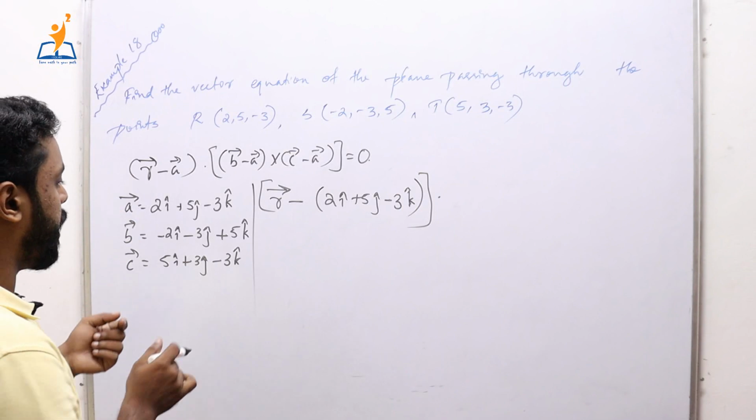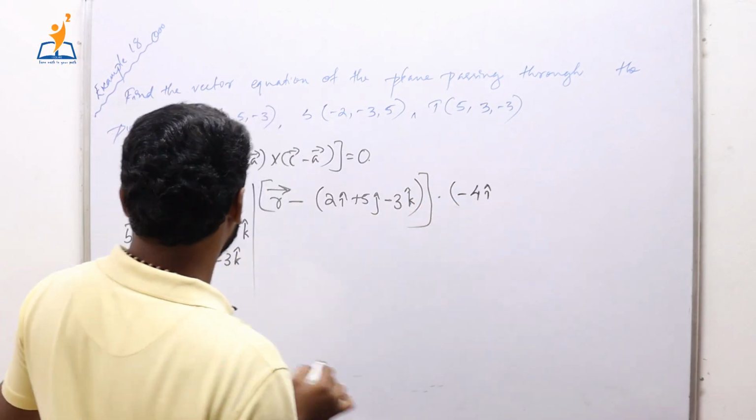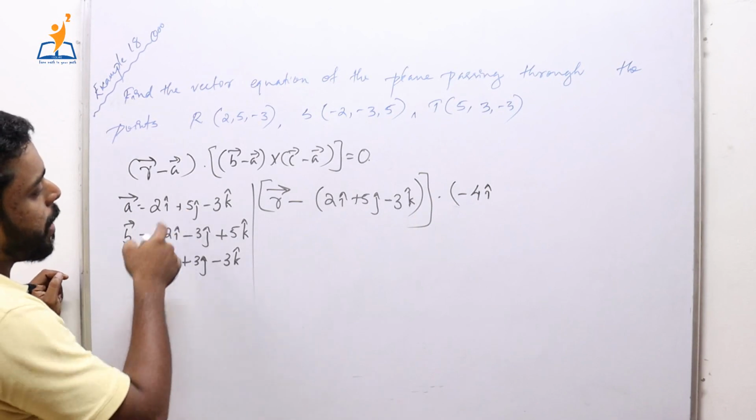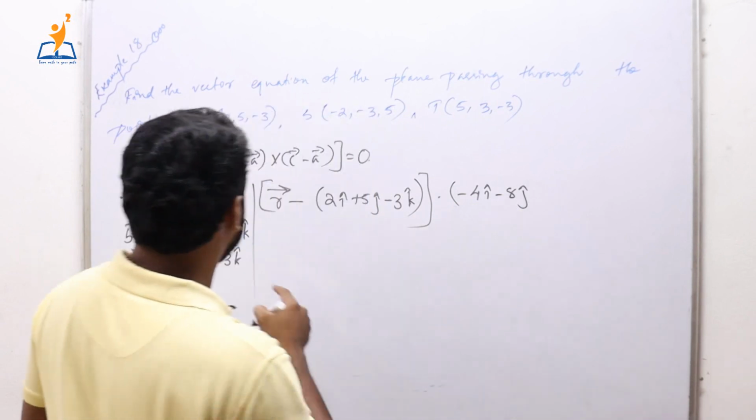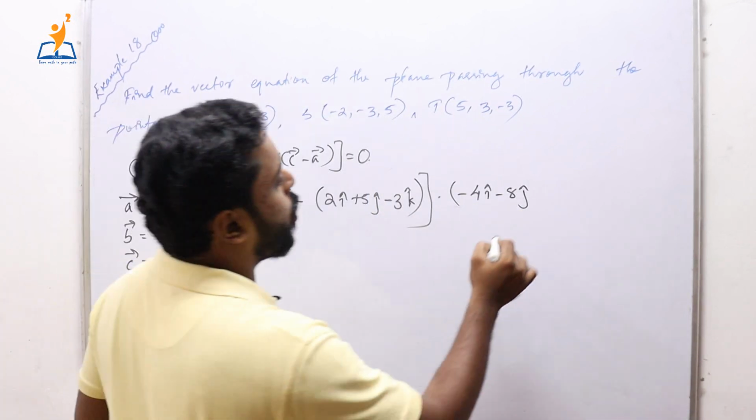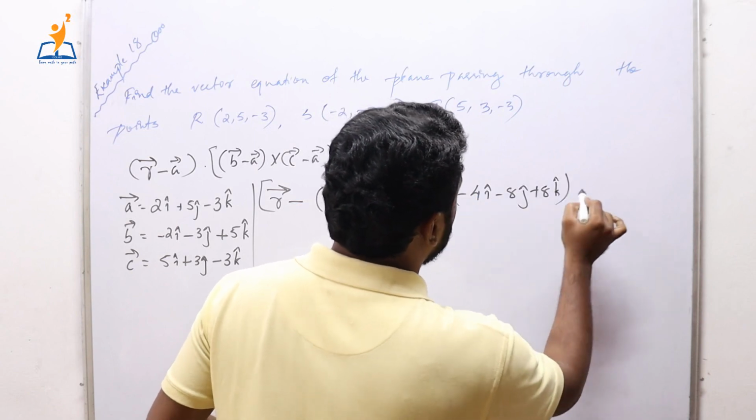So we can easily find b minus a. Minus 2 minus 2 is equal to minus 4i cap. Now minus 3 minus 5 is equal to minus 8j cap. Now 5 minus minus 3 is equal to plus 8k cap. So this is b minus a.